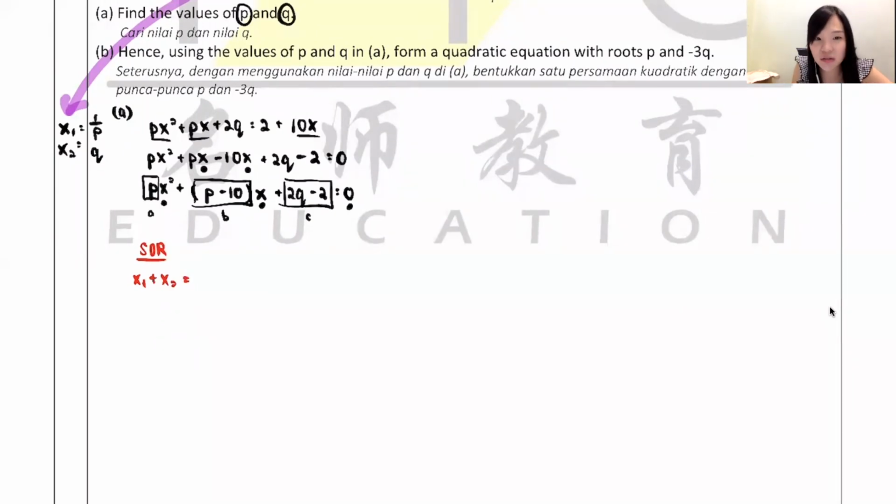Teacher, how to find D? Why got D? Don't have D. General form only got A, B, C. Why got D? Very good, Aaron. Negative B over A.